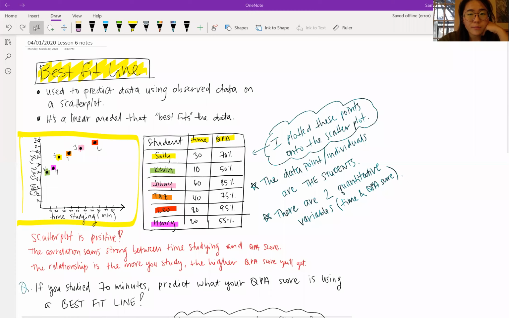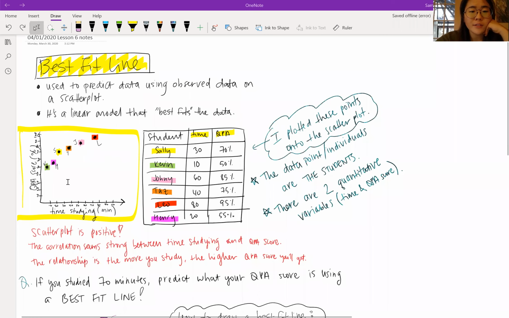So basically, for this best fit line, you wanna use it to predict data using observed data on a scatter plot. So the idea is that we're gonna use things that we collected and you're gonna use a line to kind of be able to make predictions, okay?